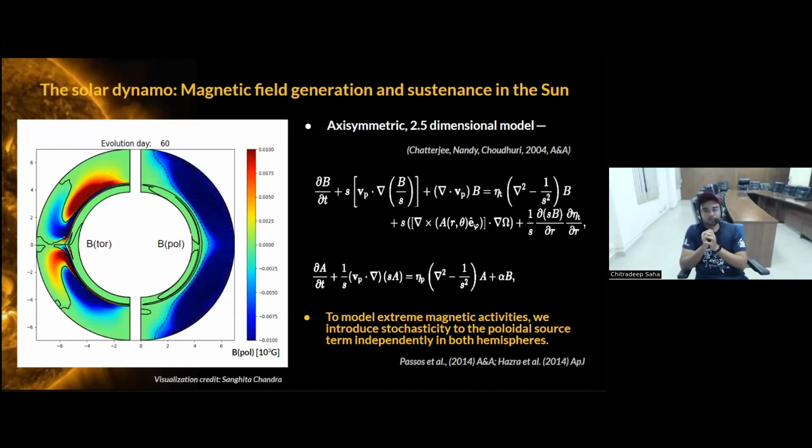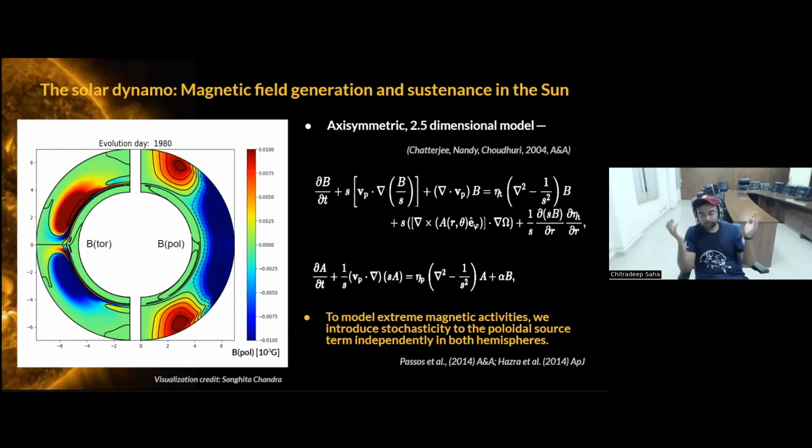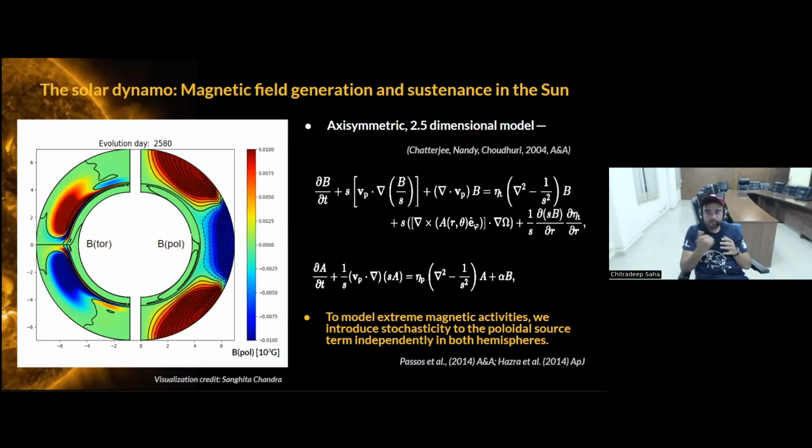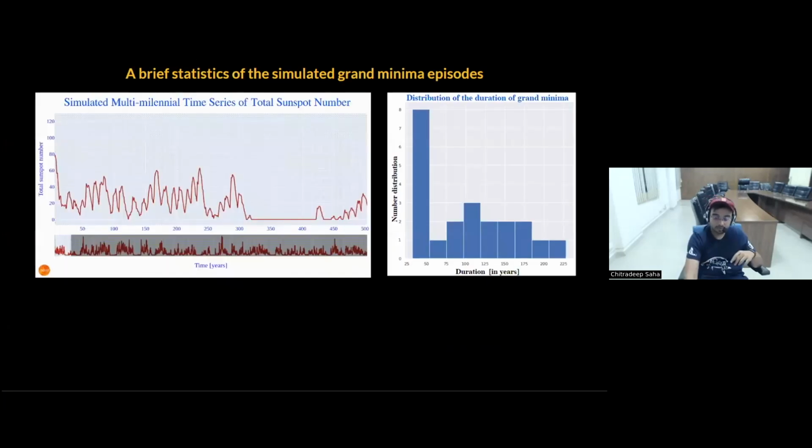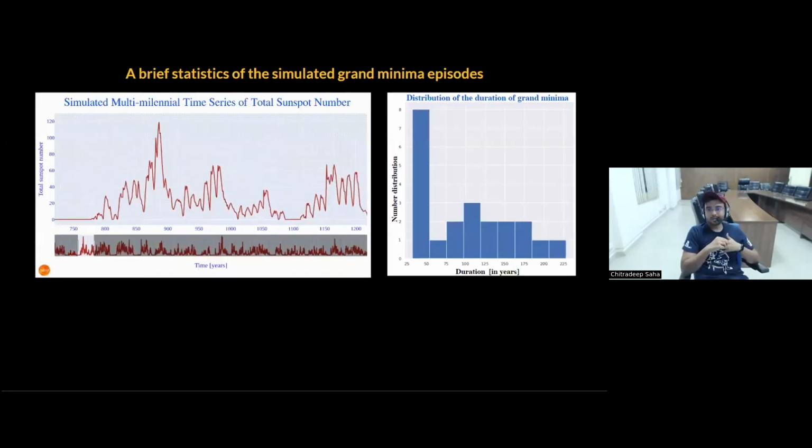Also, we incorporate this stochastic forcing independently in both hemispheres, because for obvious reasons, these hemispheres are not strongly coupled. There is coupling, but for the sake of simplicity, we just incorporate independent forcing for the two hemispheres. Now, how does the result look?